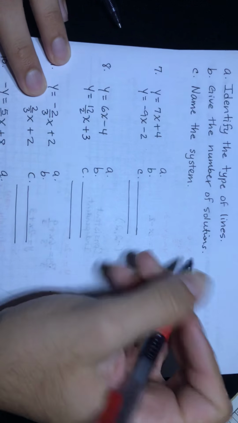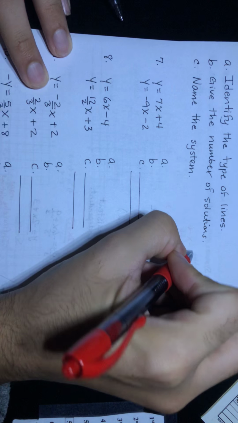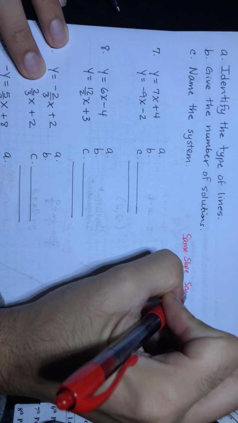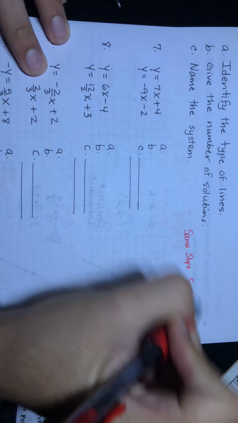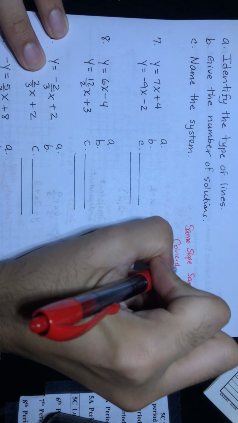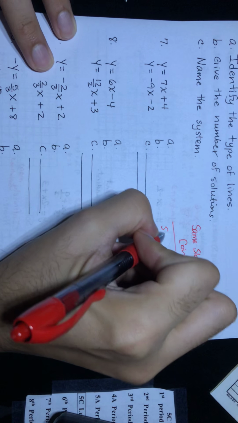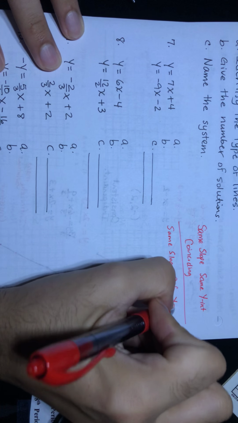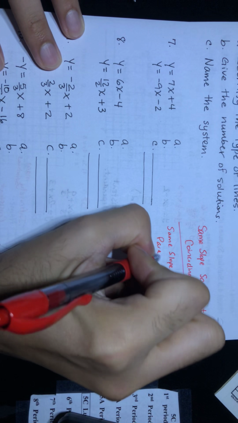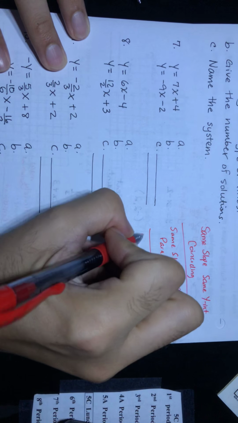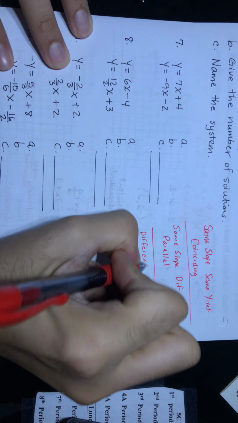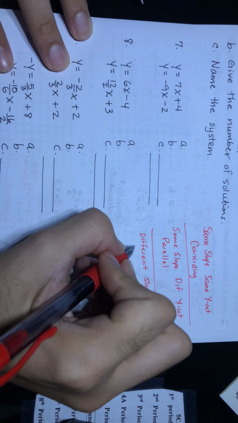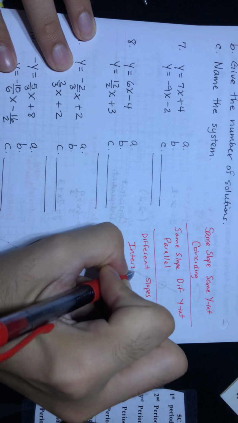So there are 3 rules. If it's same slope, same y-intercept, it's going to be coinciding lines. If it's same slope, different y-intercept, the lines are parallel. If it's different slopes, the lines are intersecting.